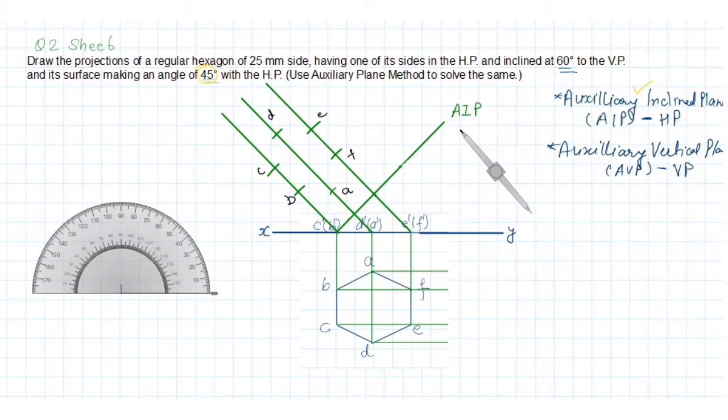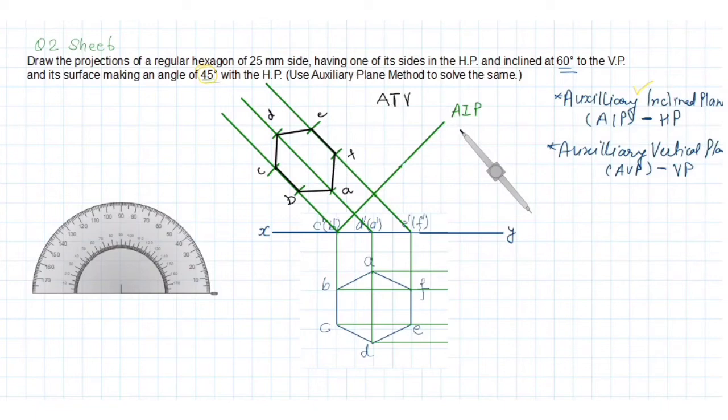Now we will join these points: from A to B, B to C, C to D, D to E, E to F, and F to A. So this is our auxiliary top view.